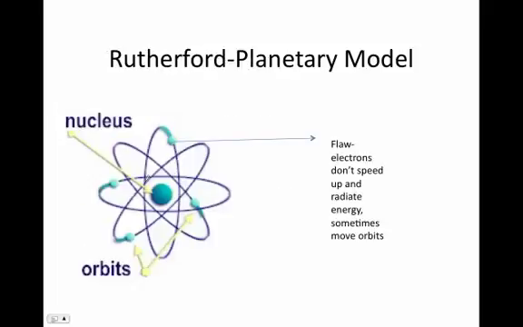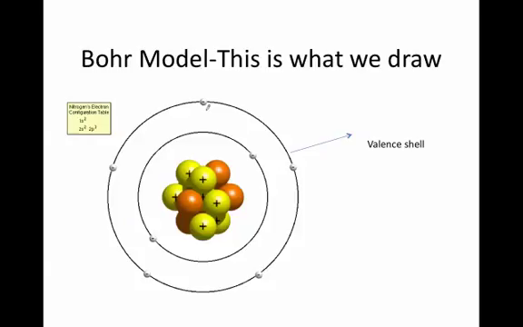Then we moved on to Rutherford's model, and he sort of thought that the nucleus was like the sun, and electrons orbited the nucleus, and that's how they were located. But there was something sort of missing here in that they don't speed up and radiate energy. Sometimes we know that these electrons will move orbits, and his model didn't account for that.